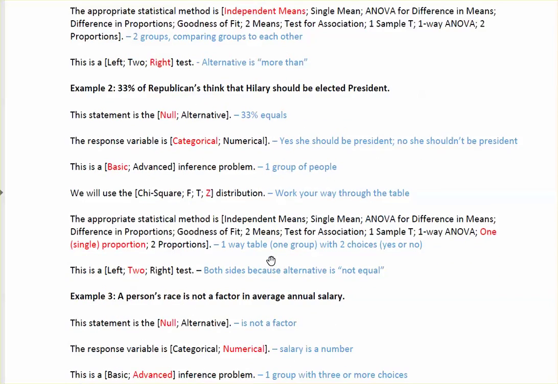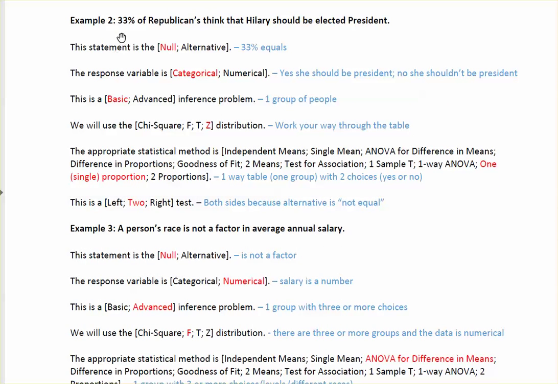All right, moving along, example 2. 33% of Republicans think that Hillary should be elected president. This statement is the null, because the 33% equals the number of Republicans who think Hillary should be president. That equality makes it the null. The response variable is categorical, because they just gave a yes or no answer. Even though 33% is a number, the number only represents those who said yes, Hillary should be president, and the yes is the categorical response.